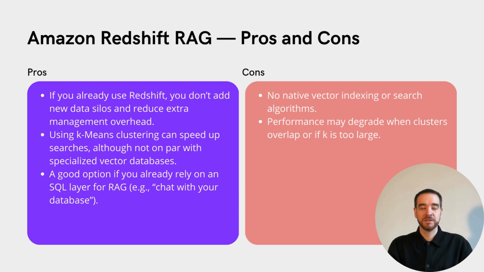When it comes to running RAG on Redshift, there are definite benefits, especially if Redshift is already part of your data stack. You can avoid spinning up new systems, simplifying both cost and management. You can also leverage SQL-based RAG workflows if that's your current approach. However, since Redshift lacks native vector indexing, you'll rely on workarounds like k-means, which can introduce limitations. If your clusters overlap significantly, or you set the number of clusters too high, performance could drop. It's a balance between convenience and raw speed, so think carefully about your specific use case.